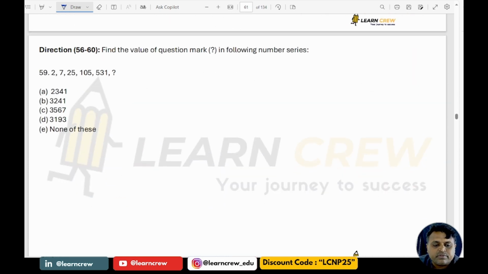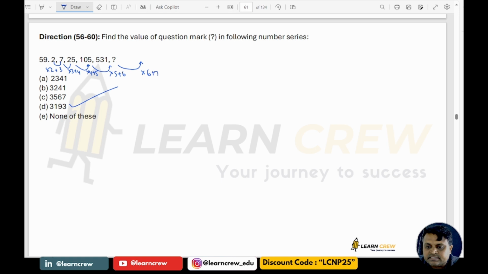Next, 2, 7, 25, 105, 531. So 2 into 2, 4 plus 3. Now 7 into 3, 21 plus 4, 25 into 4, 100 plus 5, 105 into 5, 525 plus 6, 531 into 6 plus 7, which is 3186 plus 7, 3193.